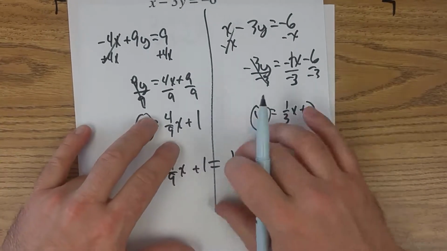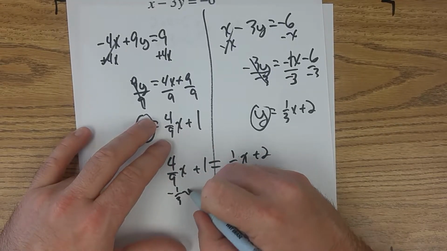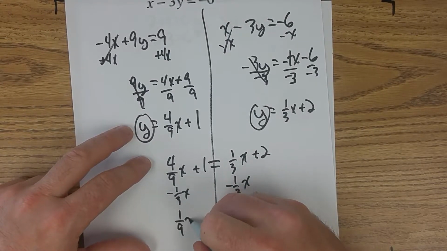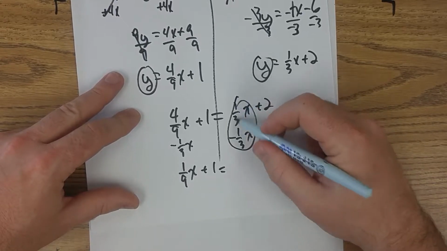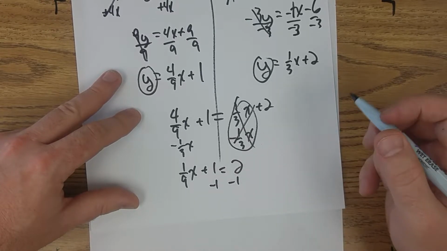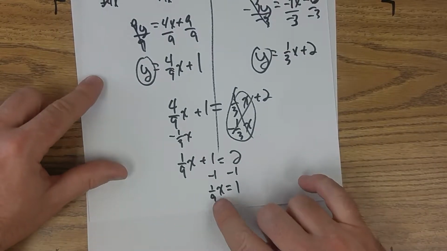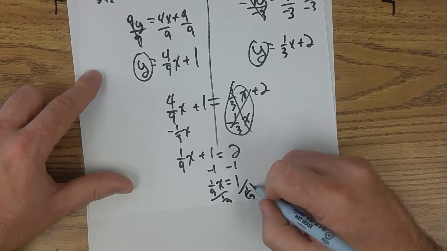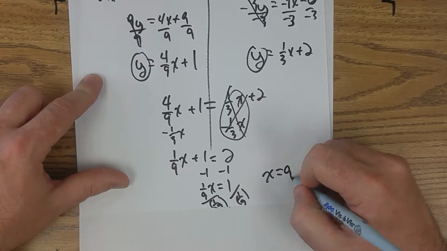And now we're going to solve. Let's get rid of the x on the left. Subtract a third of x. You can use your calculator or find a common denominator, and you're going to find that it's 1/9 x plus 1 is equal to, well, these went away, we've got 2 over here. Now we want to subtract 1 from both sides, and we get 1/9 x is equal to 1. Divide both sides by 1/9, or multiply both sides by 9, and we get x is equal to 9.